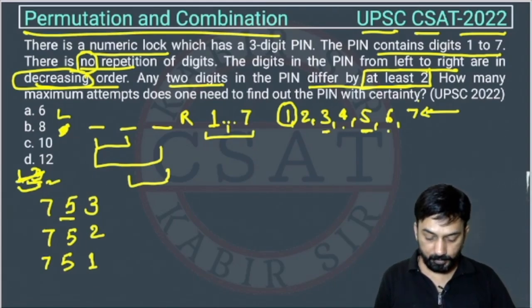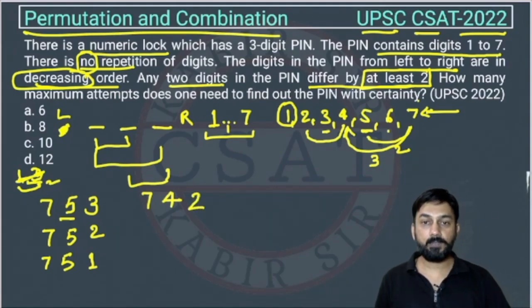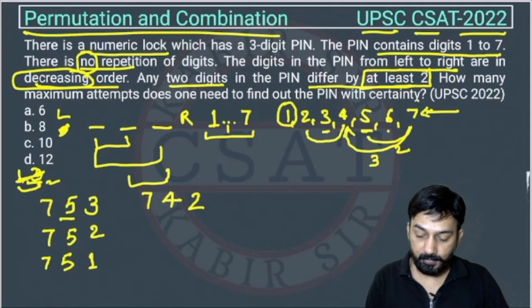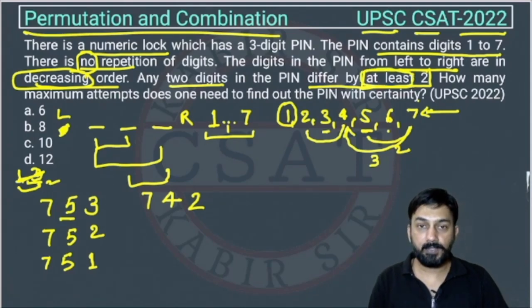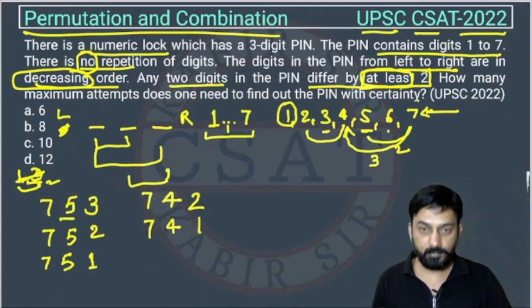Now suppose this is 7 and 6 is skipped; next, instead of 5 I can select 4 also, because here the difference is 3, more than 2. So it can be 7, 4, then after 4 it will be 2; it cannot be 3 because we have to maintain at least a difference of 2. This keyword, at least, is important. कम से कम डिफरेंस 2 तो होना चाहिए, 2 से कम नहीं होना चाहिए, 2 से ज्यादा हो सकता है डिफरेंस. So 7, 4, 2. The next password can be 7, 4, 1, because the difference is 3. Now there is no other possibility with 7, 4.